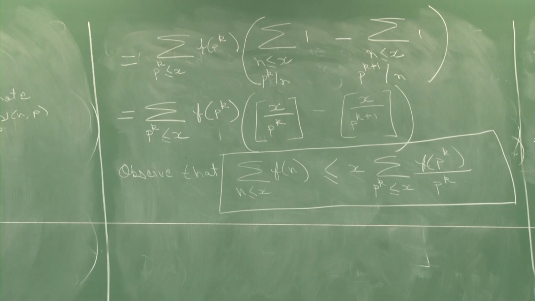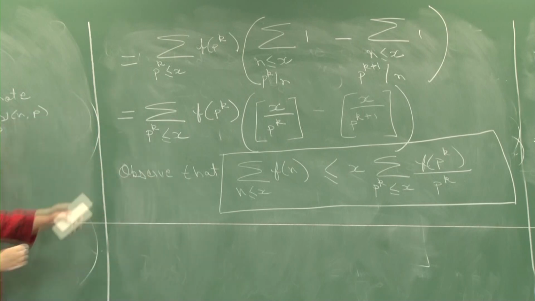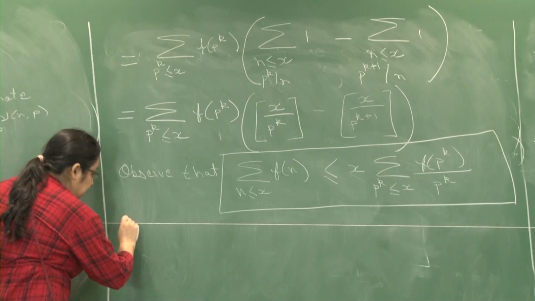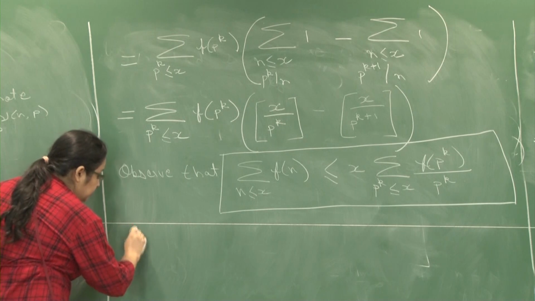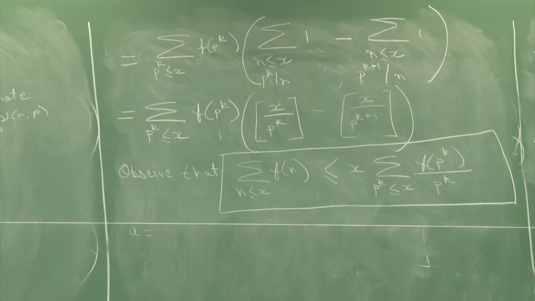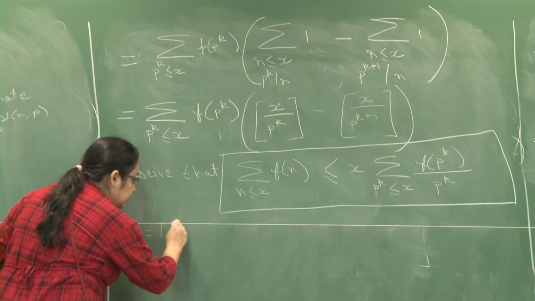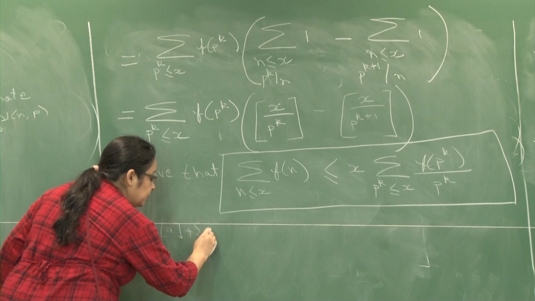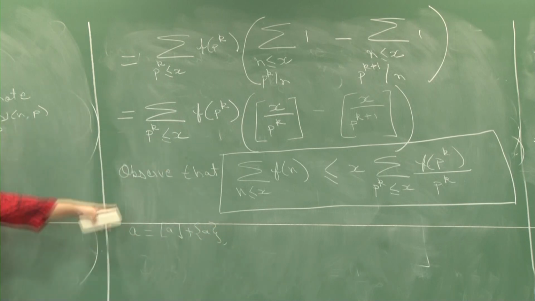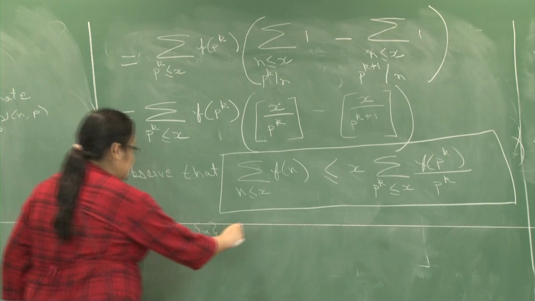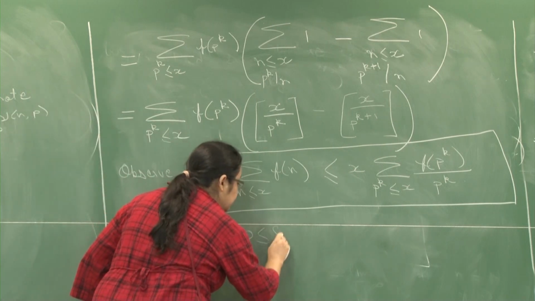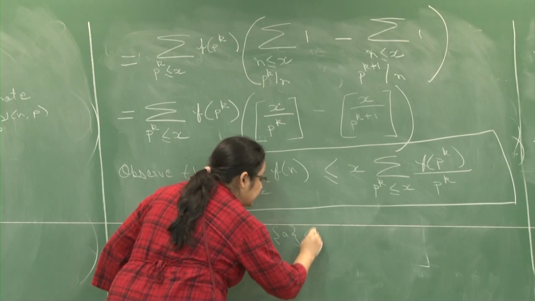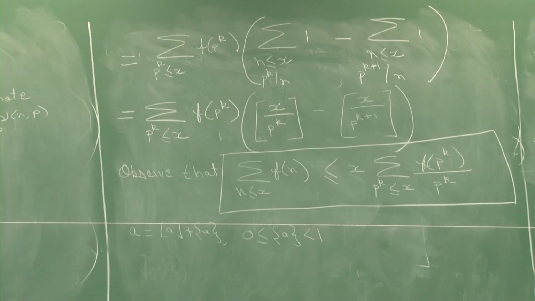To have a lower bound, it's a little more subtle. So, suppose you have any real number a. Let's take any positive real number a. You can write this as the greatest integer plus a fractional part. What do you know about the fractional part? The fractional part has to be strictly less than 1 and some positive number.